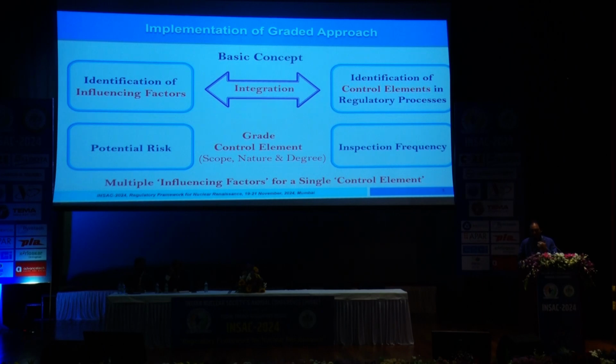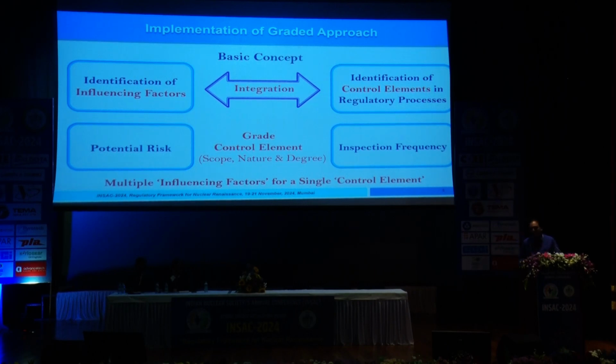Once control elements are identified by the regulator, the next job is to identify the influencing factors, factors which may influence these control elements. For example, inspection frequency may depend upon potential risk. For a facility like an NPP, which has a high hazard potential and radiological risk, inspection frequency may be stringent. But for X-ray and the like, it may be on a sample basis. So through one example, I've tried to explain what the graded approach is up to the implementation level.